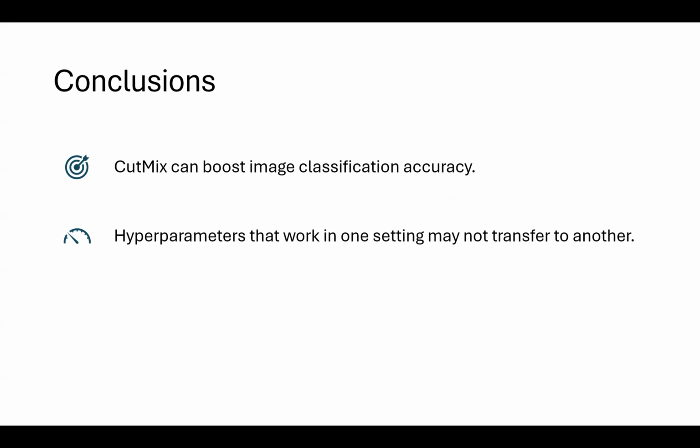So in conclusion, CutMix can boost image classification accuracy. We saw that clearly with the CIFAR-100 dataset on both ResNet-50 and ResNet-18. But it seems that hyperparameter tuning is important and dataset dependent, which might explain why CutMix actually underperformed on Tiny ImageNet, even though we were using the same hyperparameters that worked on CIFAR-100.